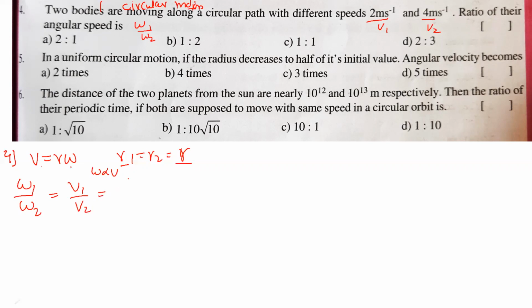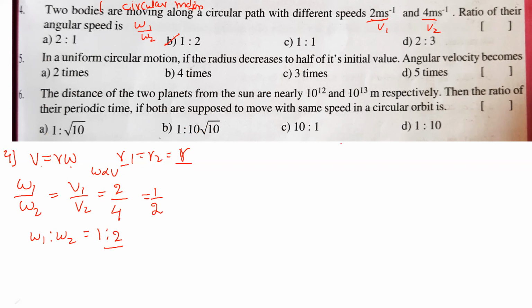So here V1 given in this problem is 2 and V2 given is 4. So V1 by V2 is 2 by 4, which gives you 1 by 2. So this is the ratio omega 1 to omega 2, equal to 1 is to 2. So option 1 is to 2 is option B. Alright children, I hope this is clear.